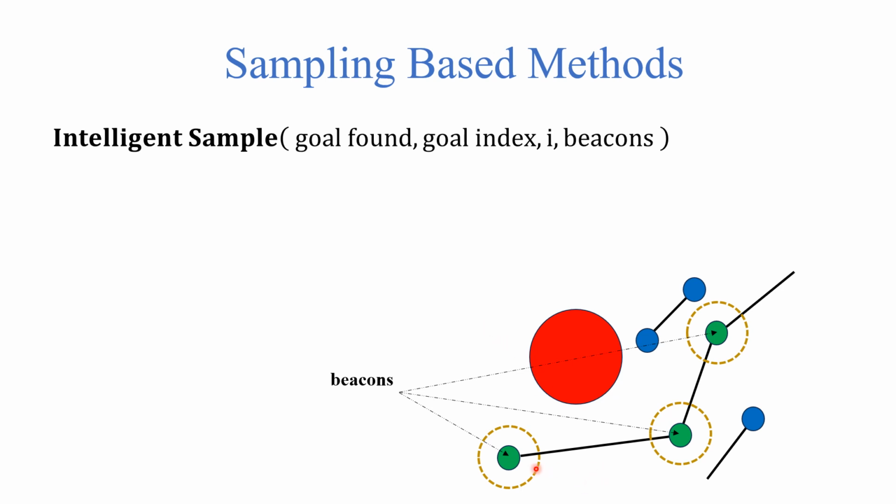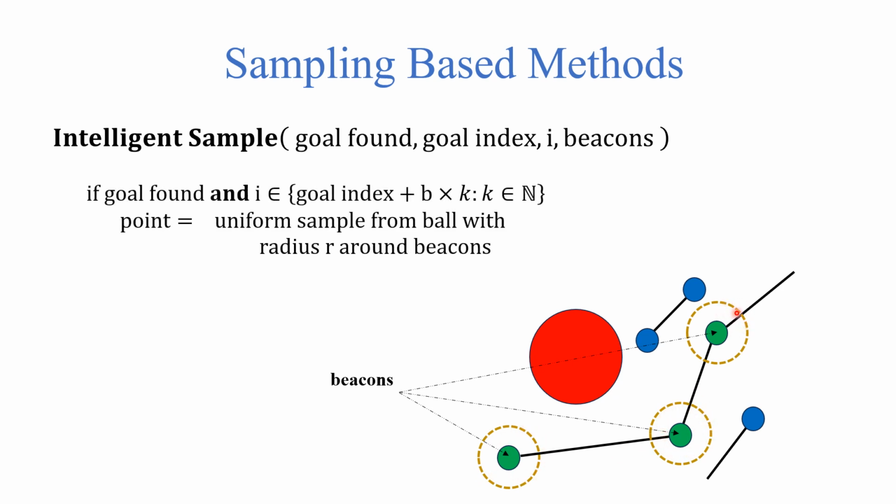So right here we have all the nodes. The small circles are all nodes in the tree. The black edges are the edges connecting the nodes. And the green nodes are the ones that are on the path between the start and the goal. Those are what we call beacons. Now the golden circles are the regions from which we are going to sample. These circles are around the beacons, with a radius of r.